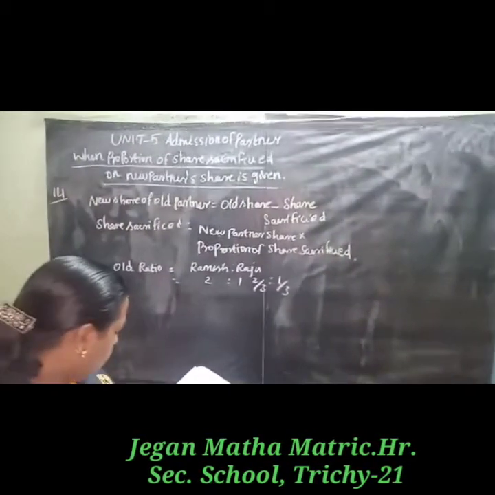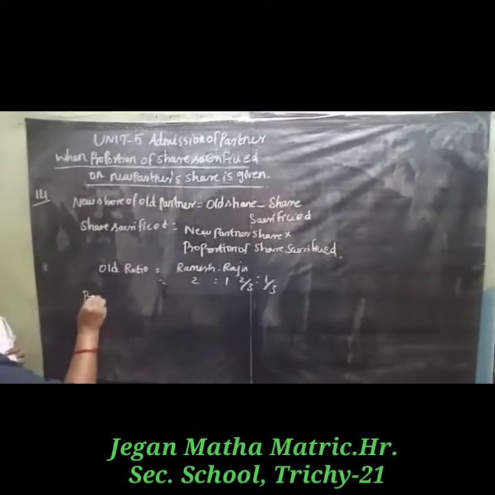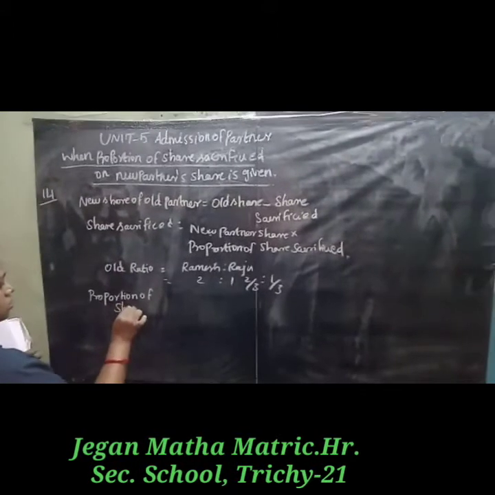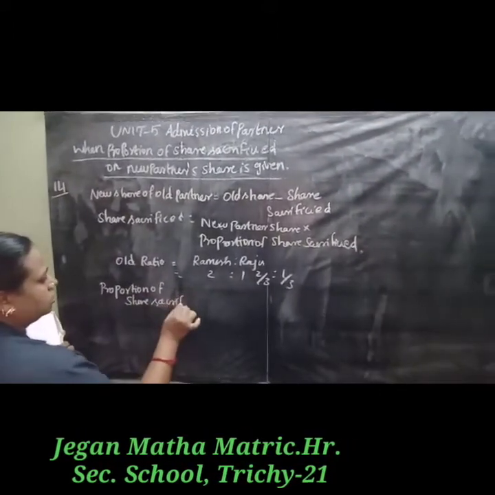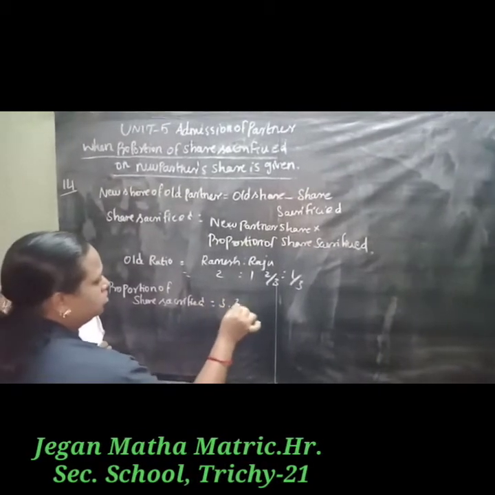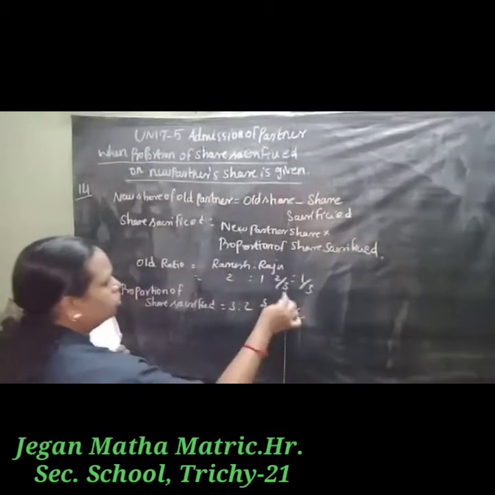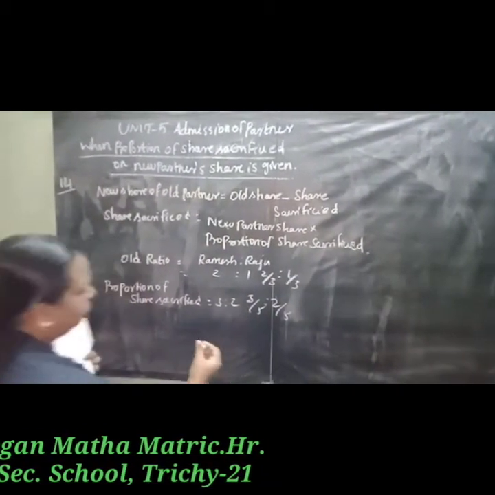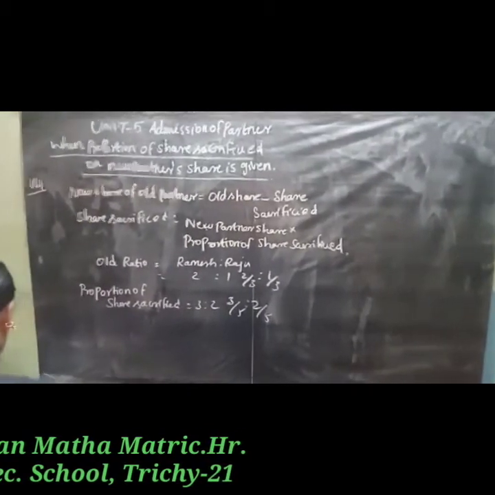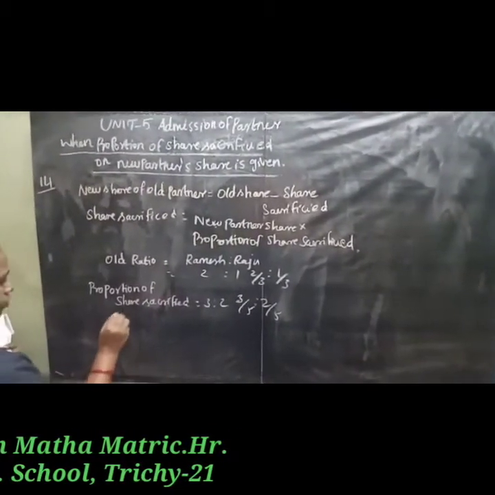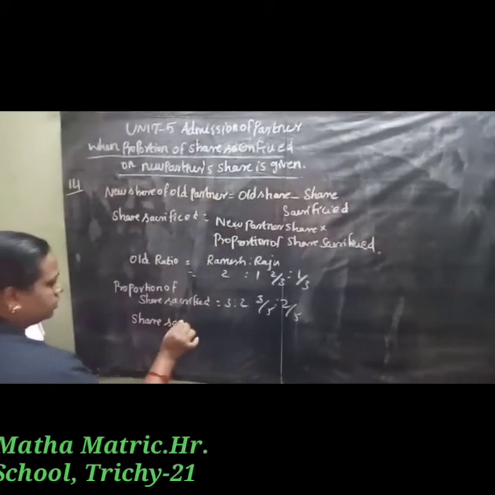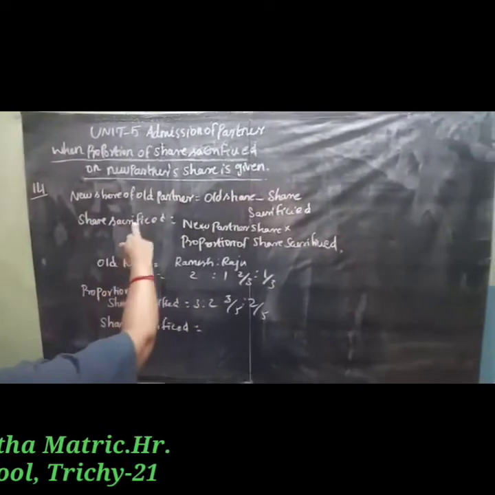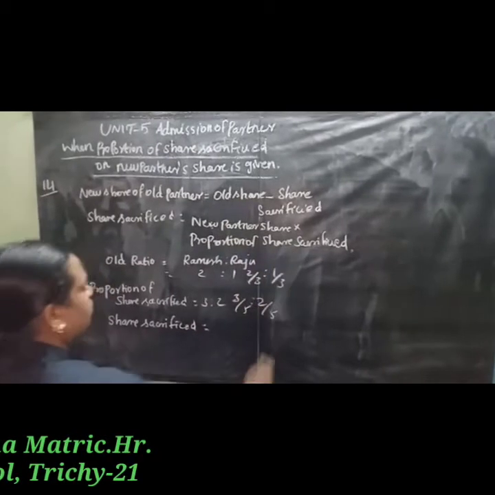So proportion of share sacrifice is 3:2, so 3/5, 2/5. The old ratio is 2/3 and 1/3, and the proportion of share sacrifice from the old partners is 3/5, 2/5. Okay, so now we have to find the share sacrificed. The formula: share sacrifice equals new partner share into proportion of share sacrifice.